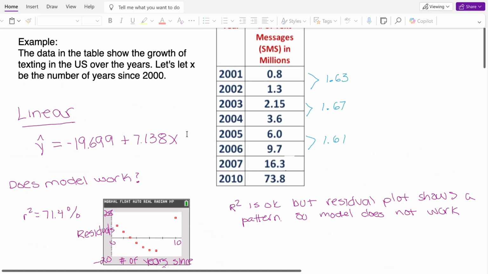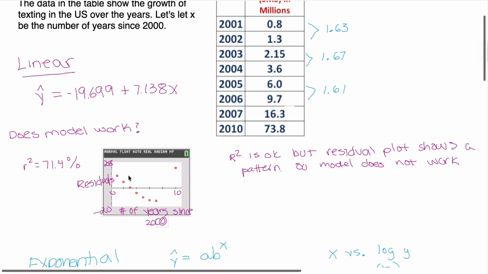how you're going to do with the data when you cannot get a great residual plot using a linear equation.